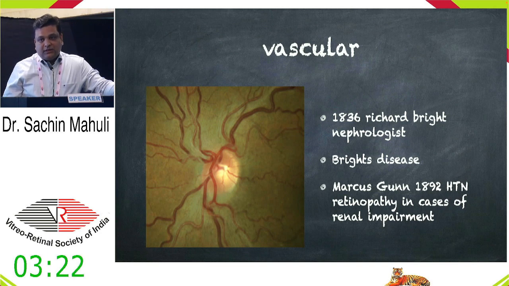Vascular changes are a very common clinical condition which presents to our day-to-day OPD, and we have a large number of patients. These are patients who would present primarily to ophthalmologists first, and then we may have to refer them to a physician. Richard Bright, a nephrologist way back in 1836, described something called Bright disease. It's an umbrella of disease wherein glomerulonephritis is described along with retinal vascular changes and loss of vision. Later on, Marcus Gunn in 1892 described hypertensive retinopathy in patients with renal impairment.